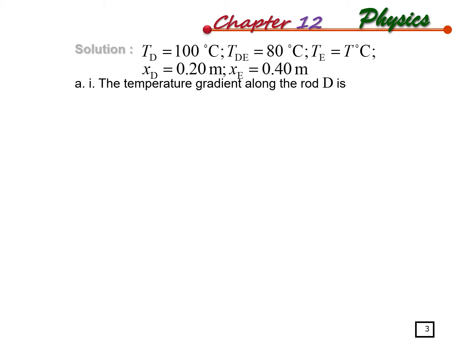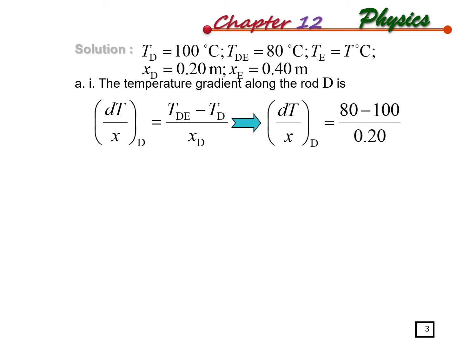To determine the temperature gradient, dT over x will be equivalent to the change in temperature over distance, final temperature minus initial temperature. Since heat flows from high temperature to low temperature, the final temperature will be 80 and the initial temperature will be 100, divided by the distance, which ends up with a temperature gradient of negative 100 degrees Celsius per meter.